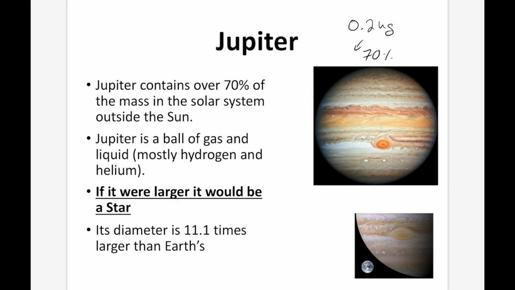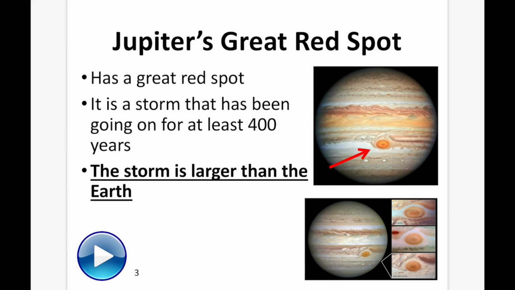And its diameter is 11.1 times larger than Earth. And you can see it compared to Earth in the bottom right-hand corner. One of the really interesting things about Jupiter is its giant red spot. And you can see it right here in the picture with the red arrow. Now that big red spot is a storm that's been going on for at least 400 years. And we're not quite sure how long it's going on for, or what started it, or how long it's going to be on for. But it's a huge storm.